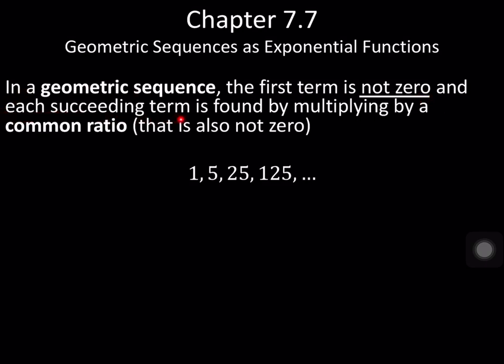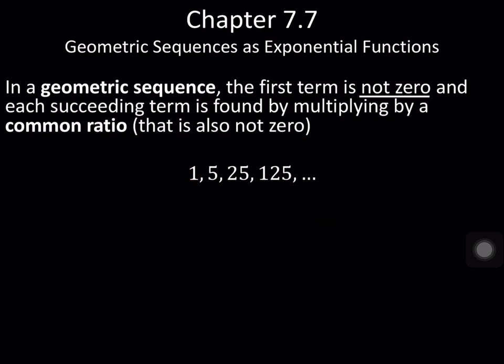And each succeeding term, in other words, every other term, the next term, the next term, the next term, is found by multiplying by a common ratio that is also not 0. In other words, we're going to have an initial term, a first term, and then we're going to multiply that first term by something to get a second term. The common ratio could be a whole number or a fraction, but it's going to be something that's not 0.